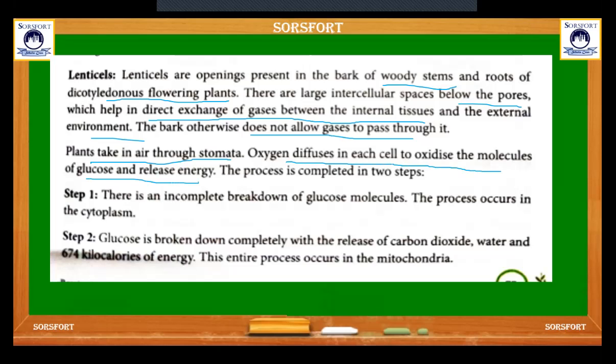The process is completed in two steps. The oxidation takes place in two steps. First, there is an incomplete breakdown of glucose molecules, which occurs in the cytoplasm. Then comes the complete breakdown of the glucose molecules, which gives carbon dioxide, water and 674 kilocalorie of energy, and takes place in the mitochondria. So complete breakdown takes place in the mitochondria.